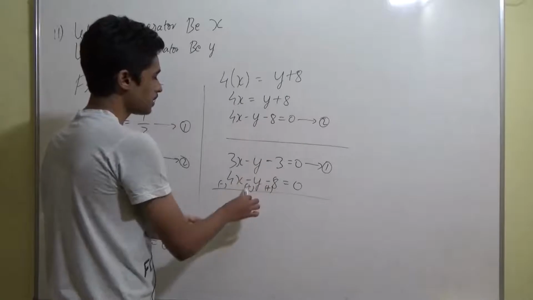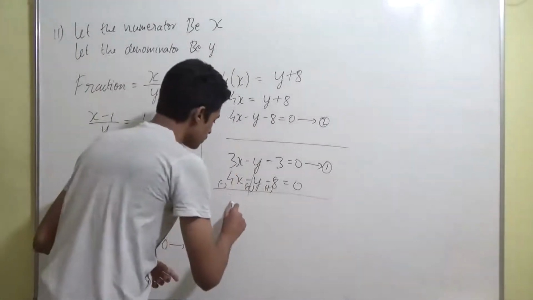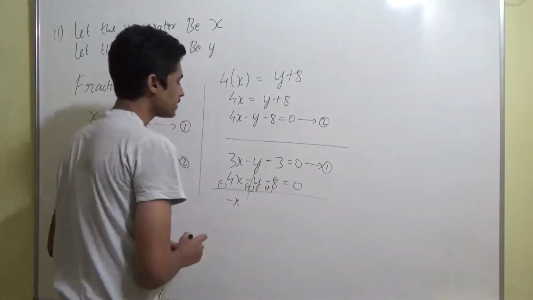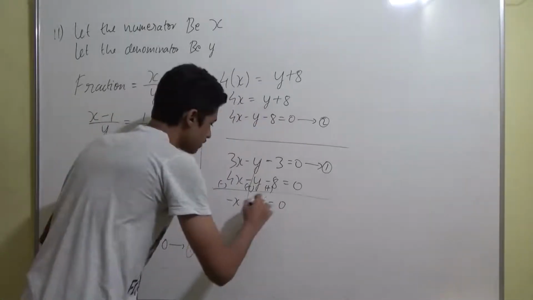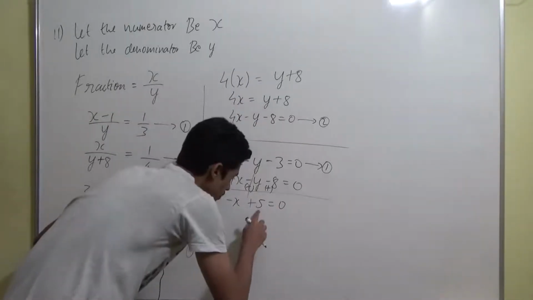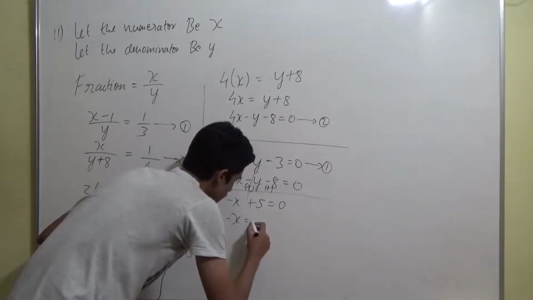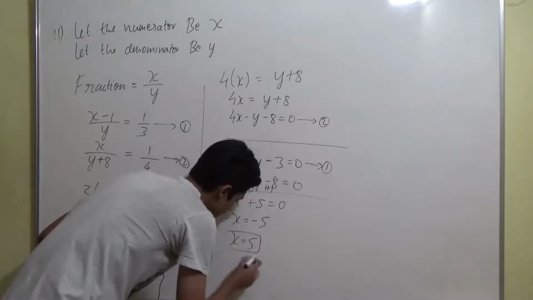Now what will happen? Minus y and plus y get cancelled, and here 3x minus 4x becomes equal to minus x. Here minus 3 plus 8 becomes equal to plus 5 equal to 0. Now if we take this numerical term to the other side, minus x will become equal to minus 5, which means minus minus will get cancelled and x will become equal to 5.